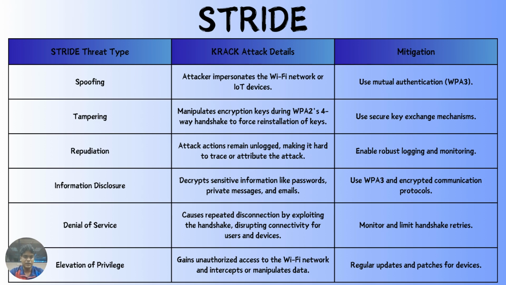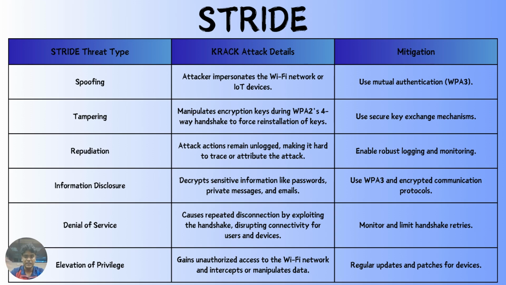This is STRIDE modeling, the STRIDE threat types. By identifying these potential threats, we can design robust countermeasures such as strong encryption, regular firmware updates, secure authentication protocols, and logging mechanisms to minimize vulnerabilities in IoT systems. Spoofing, tampering, repudiation, information disclosure, denial of service, and elevation of privilege. For example, in spoofing, the attacker impersonates the Wi-Fi network or IoT device, so they can steal your information.